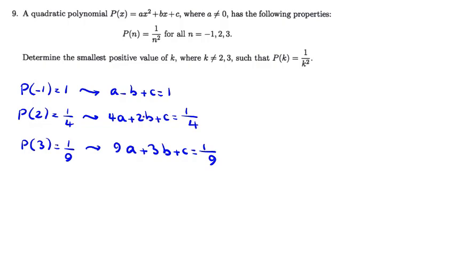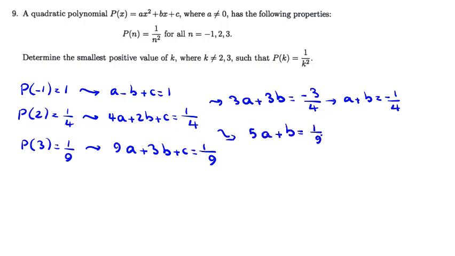Now, if we subtract, we have 3a plus 3b is 1 over 4 minus 1, which is negative 3 over 4. So a plus b equals negative 1 over 4. Now, if we subtract again, 9a minus 4a is 5a plus b equals 1 over 9 minus 1 over 4, which equals 4 minus 9 over 36, which equals negative 5 over 36.